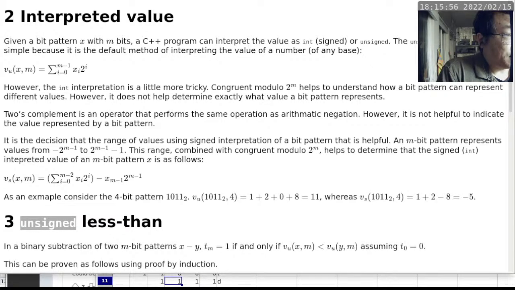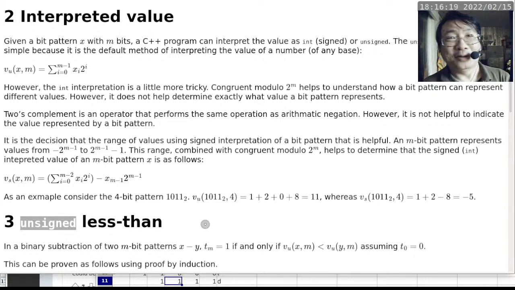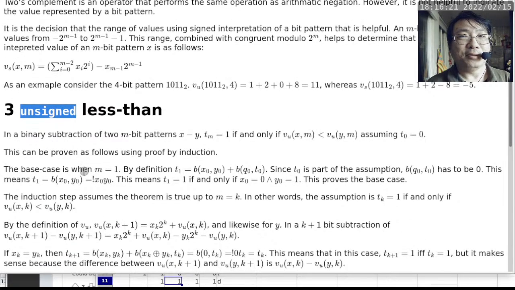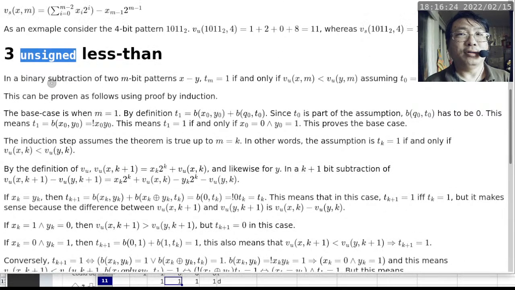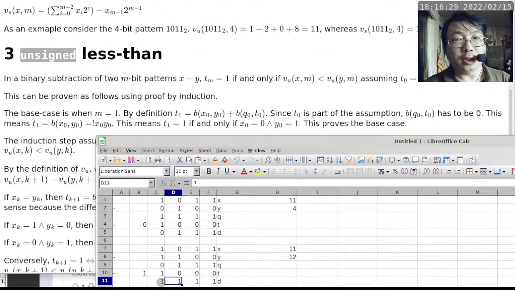All right, next one is, I think I'm talking about this concept, which is in a binary subtraction of 2 m-bit patterns, x minus y, Tm equals 1 if and only if blah blah blah. Okay, so since d is 1 1 1 1, and because we know that x is less than y, we will take the signed interpretation of d, correct? Nope. This entire section, section 3 over here, is all about unsigned interpretation. That includes d. In other words, d in this case is indeed a 15.